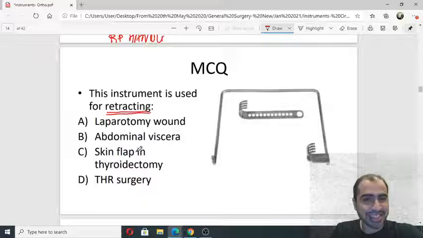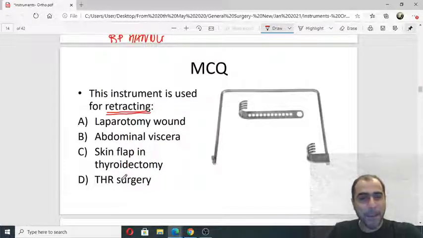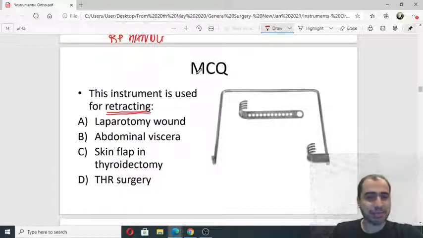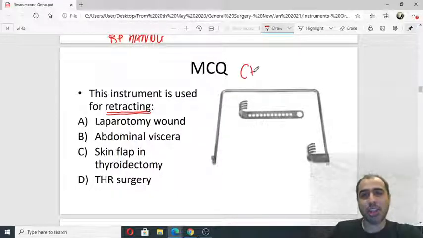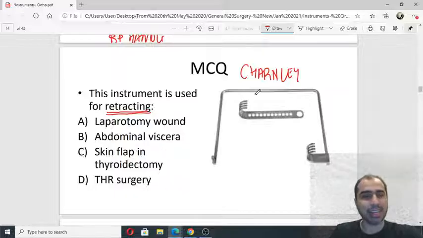Okay. Kritika is saying skin flap. I'm so happy. Anybody for D? Nobody has gone for D. I got A, B, C. Anyone for D? THR surgery? If I tell you the name, then you will be able to give the answer. It's called Chandley's retractor. Where have you heard Chandley? Very famous name. It's called Chandley's retractor.